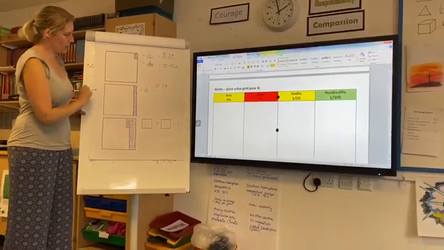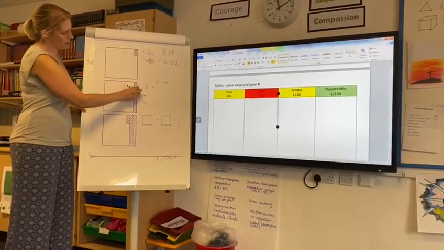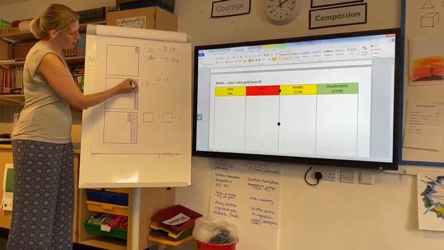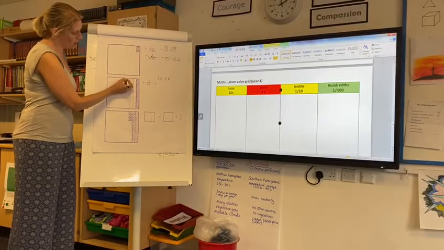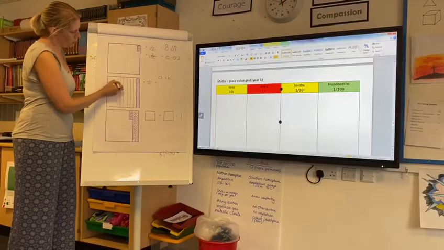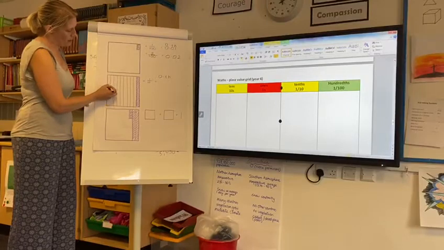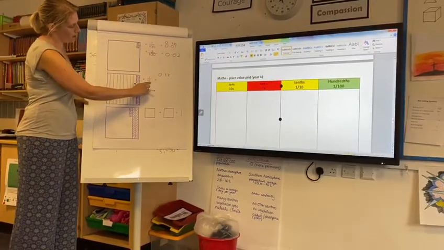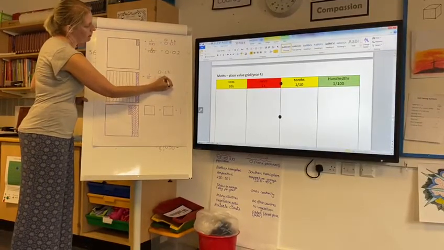Coming down to my next grid, I've still got my 100 squares, but this time I've coloured in a whole column. Now, if I was going to split my whole square into columns, you can see there would be 10 of them, which means each column is a tenth. So here I've coloured in 1/10, which I would write as 0 whole and 1/10.